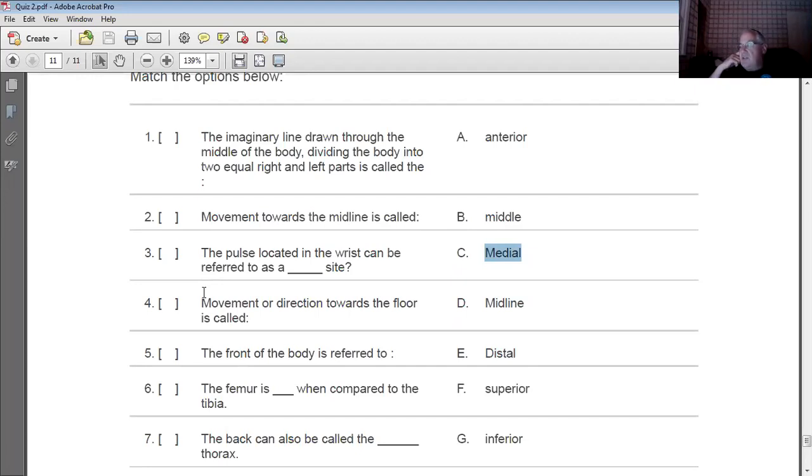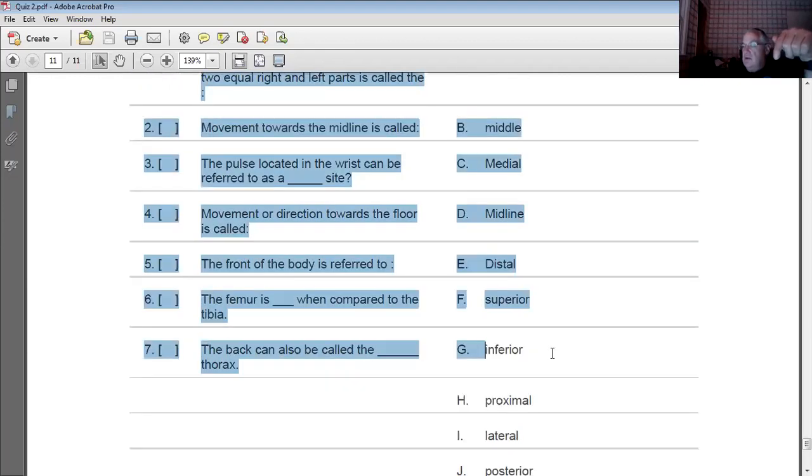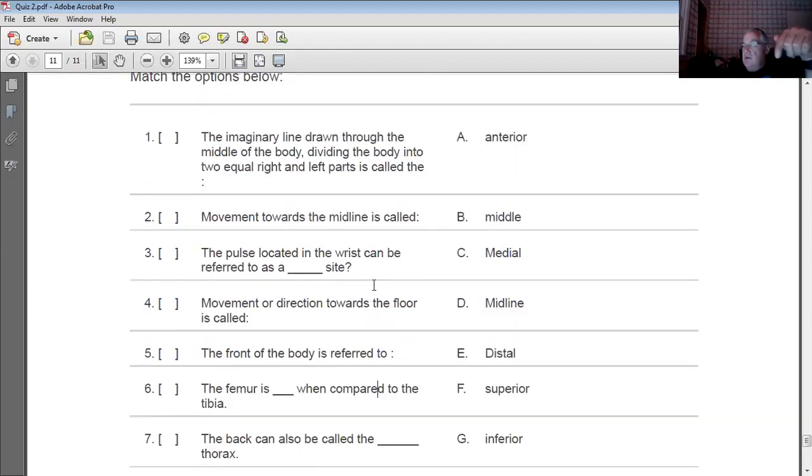A pulse located in the wrist can be referred to as a distal pulse site because it's further away from the center of your body. And then a pulse closer to your body would be called proximal, right? So the pulse in your upper arm, your brachial, would be proximal, where the pulse in your wrist, your radial pulse, would be distal. Okay, movement towards the floor would be inferior. So that's this one, inferior.